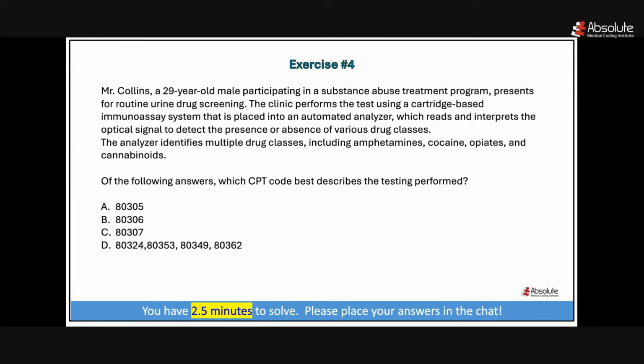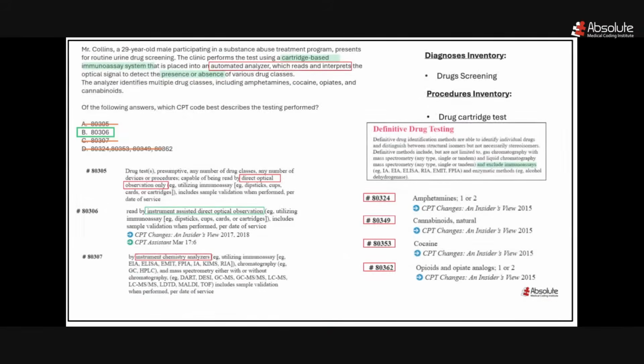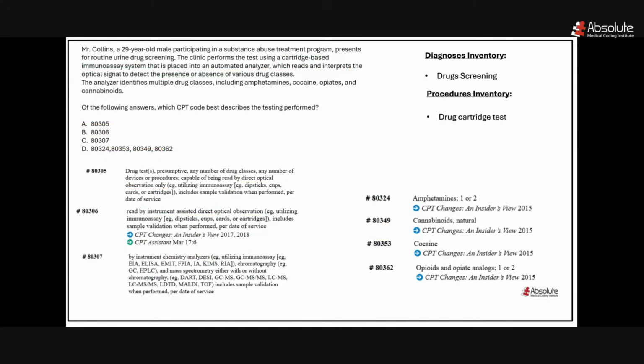All right, coders. Since we're running out of time, I'm going to walk you through this scenario. If you have your answers, you can place them in the chat, or if you're still working on it, please continue. Give your best answers. Don't worry, we are here to solve this one together.